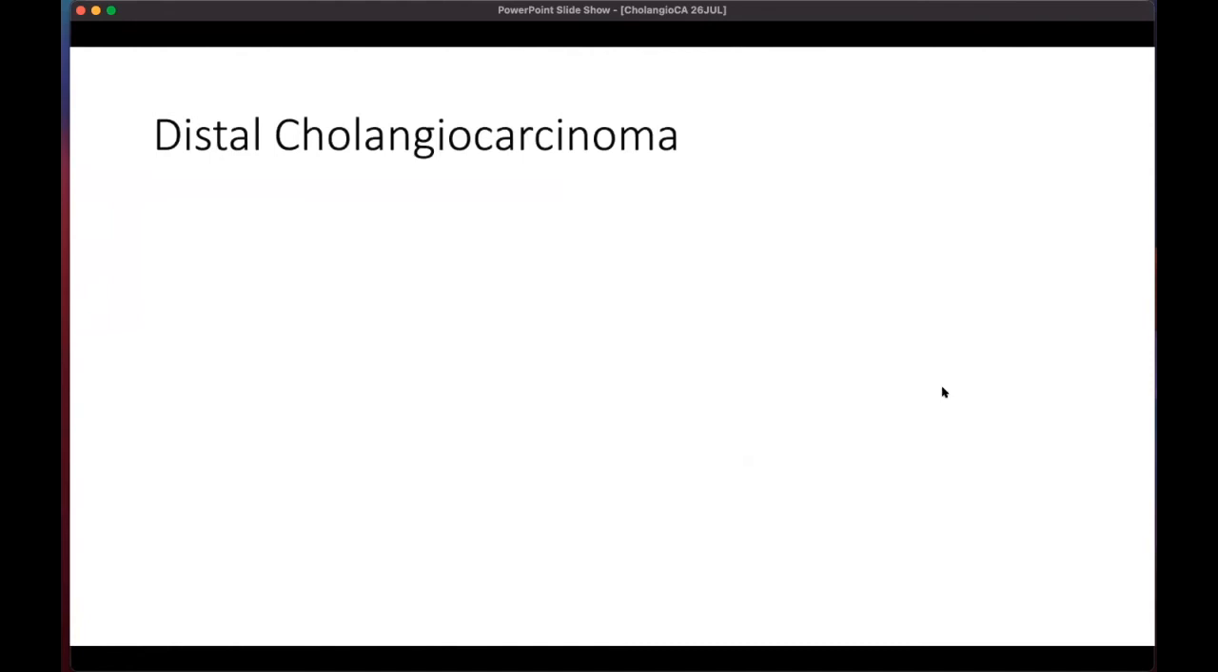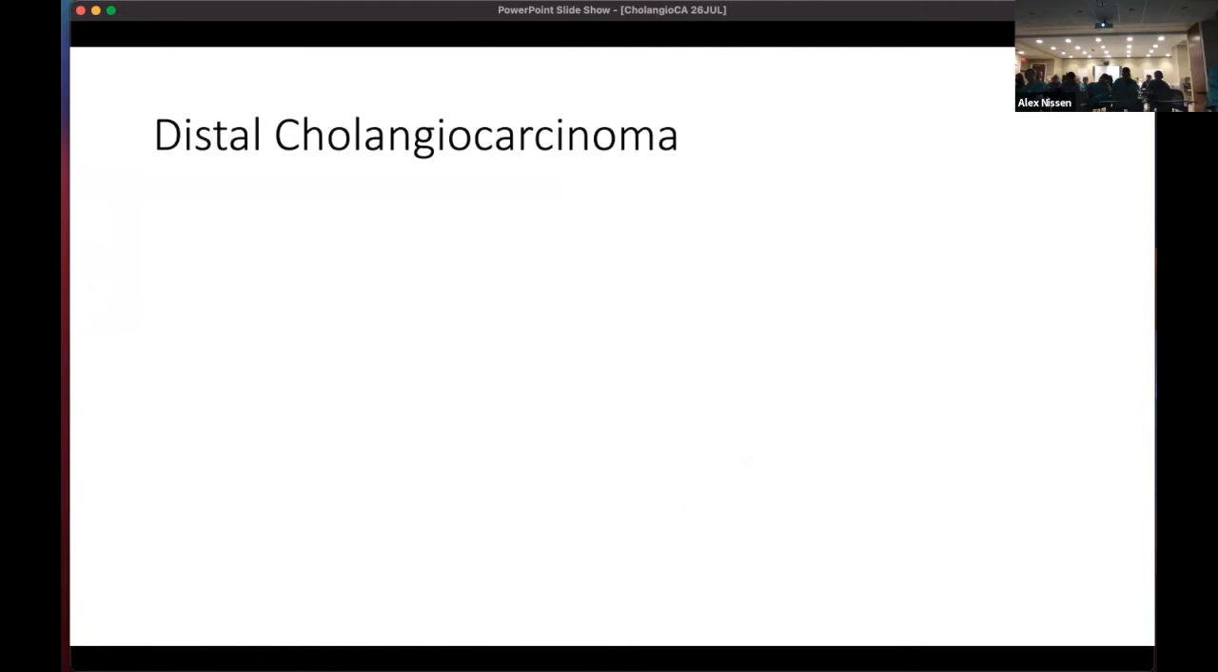Okay. So distal cholangio, how do you treat a distal cholangio? We kind of talked about this, but this one is fairly straightforward. Whipple.